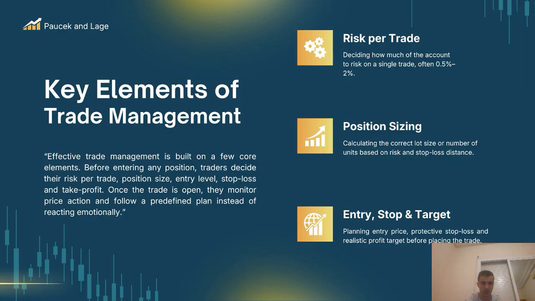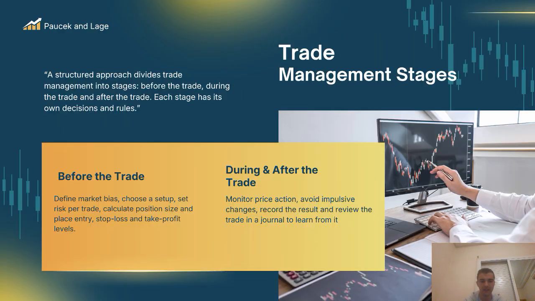We can also look at trade management as a series of stages. Before the trade, we do all the planning. We analyze the market, choose our bias, select a setup, and then define our risk per trade, position size, entry, stop loss, and take profit. At this stage, we are usually calm because no money is at risk yet. So it's the best time to make rational decisions.